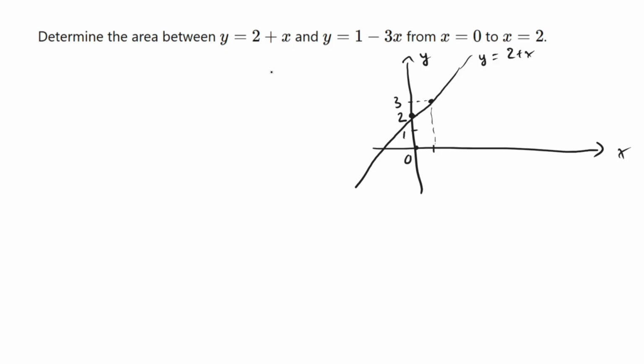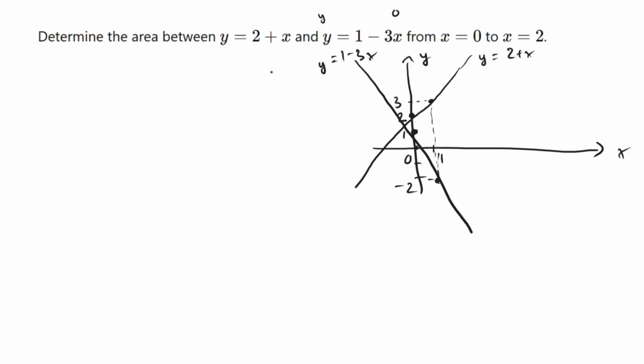And next, I will draft this function. When x equals 0, y is 1. So the point (0, 1). When x is 1, y equals negative 2. So this point. I will connect these two points, and it will be a line. And this line is y equals 1 minus 3x.